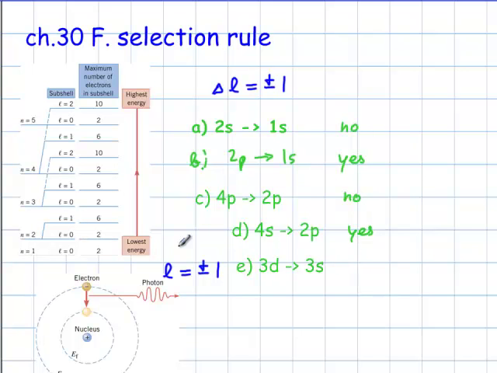And then this one here, 3d to 3s. So the 3d is this one here, L equals 2, and then here L equals 0. And that is not allowed, so this one is a no because the change would be 2.